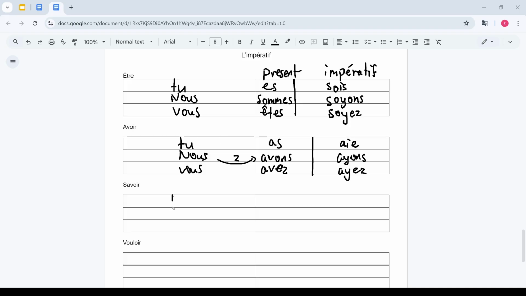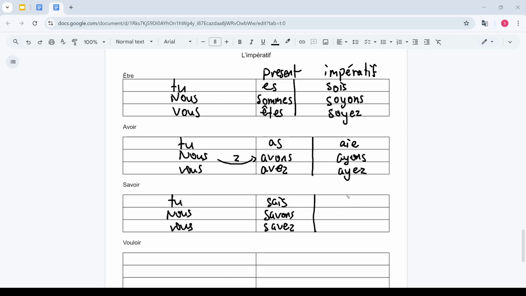Let's take a look at savoir. Savoir is another one of those important verbs to know. Not as common as être and avoir, but still pretty common. It means to know. So let's take a look at the present tense first. Tu sais, nous savons, vous savez. So this is the present tense.